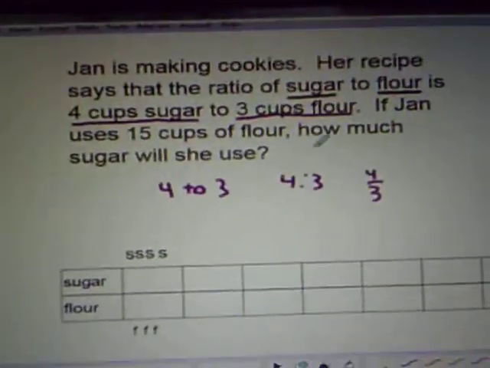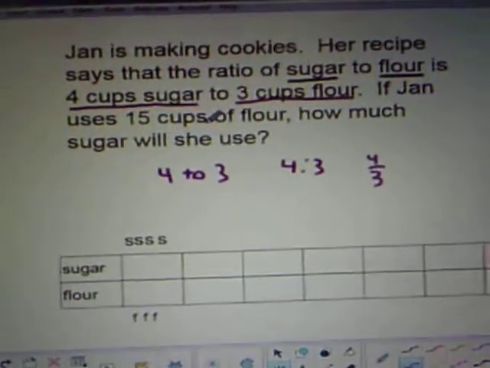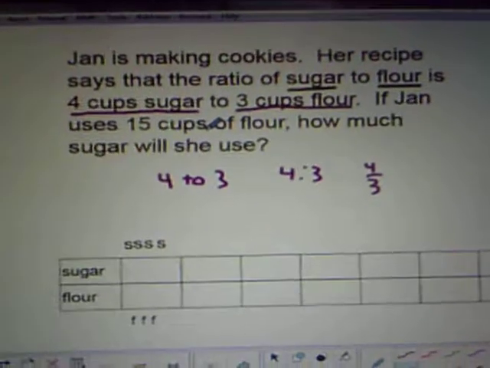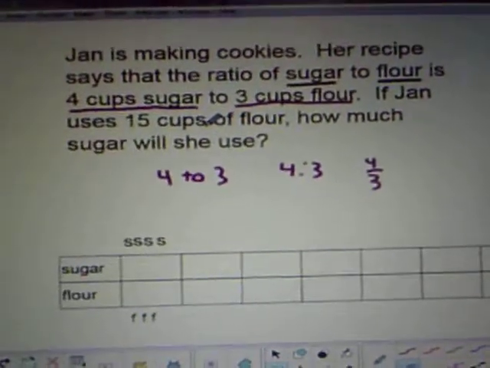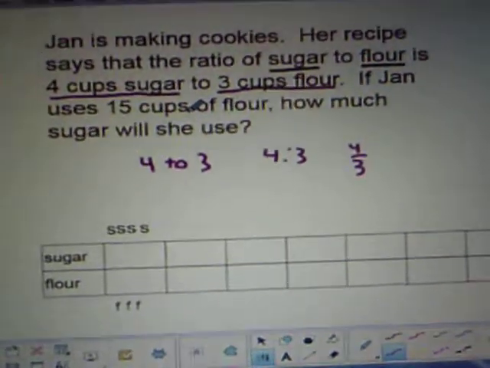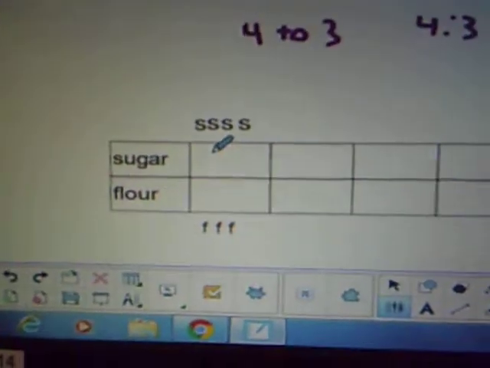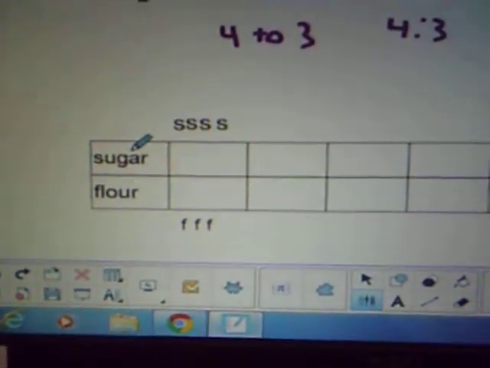Then, of course, the question is asking if we use 15 cups of flour, how much sugar will she use? And anyone who's baked or made any sort of recipe knows that you got to keep the ratio of ingredients the same, otherwise the taste won't come out quite right. So the first step to solving this problem is setting up an equal ratio table.